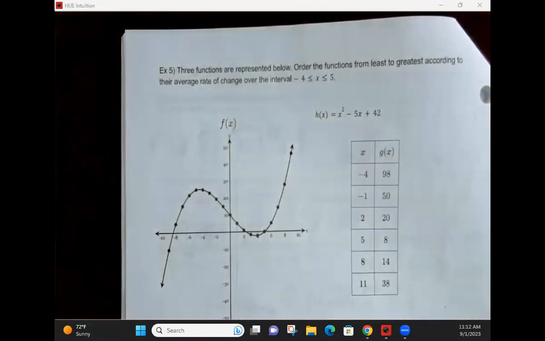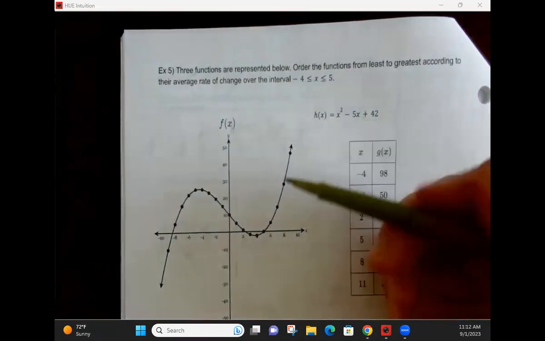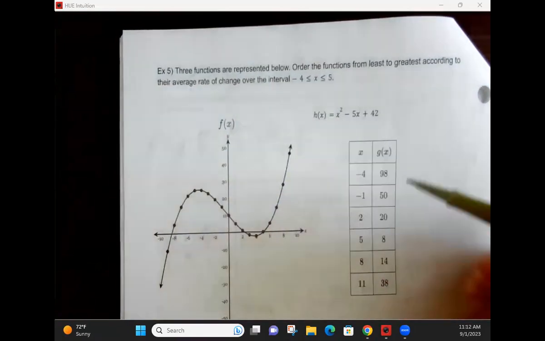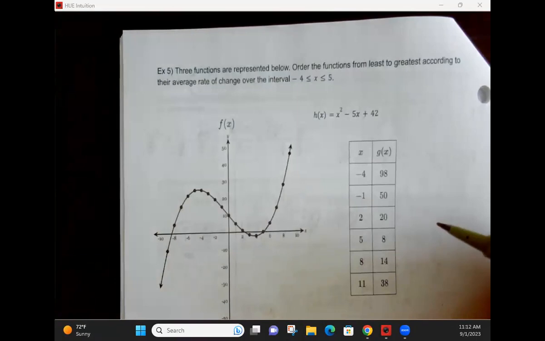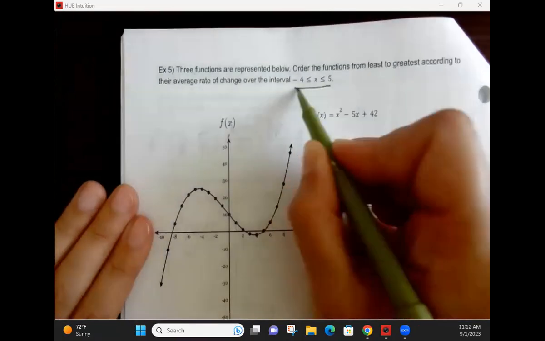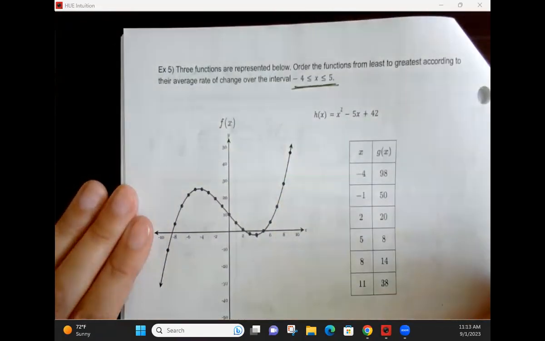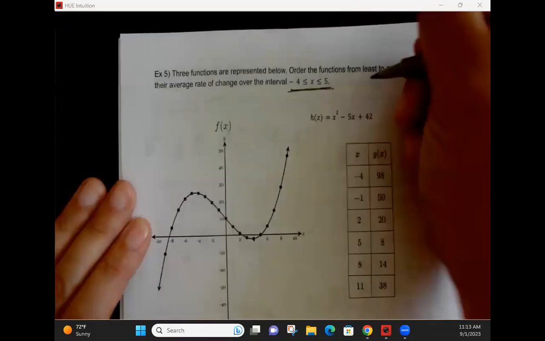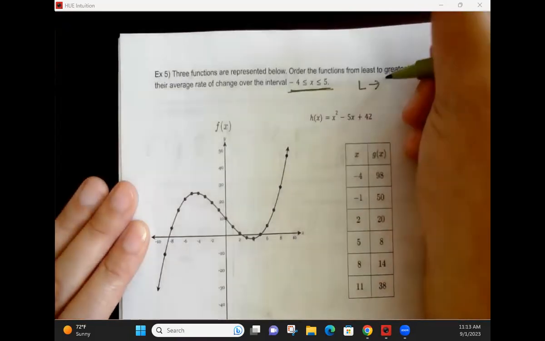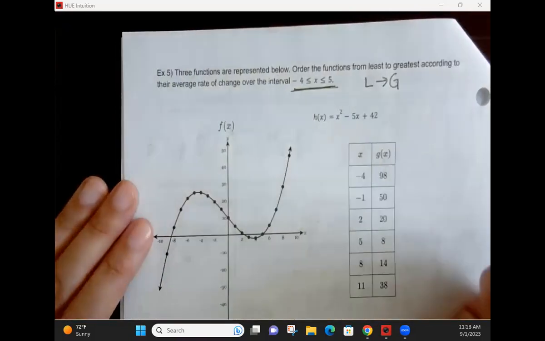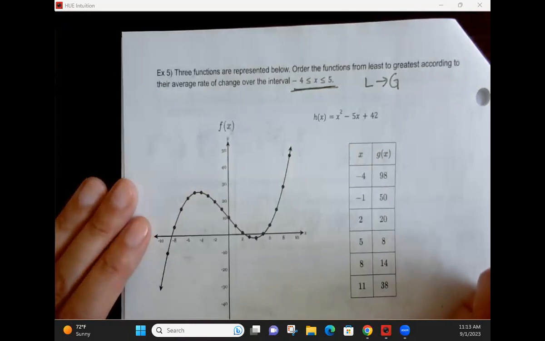For example 5, we have 3 functions represented here in 3 different ways. So we have a graph, we have a function, we have a table of values. I want to find the average rate of change for all of these over the interval from -4 to 5. And then I want to order the functions from least to greatest based on that rate of change, okay, based on how much we're changing.